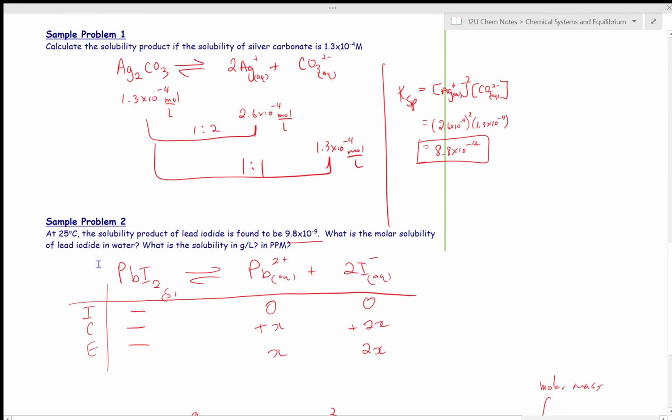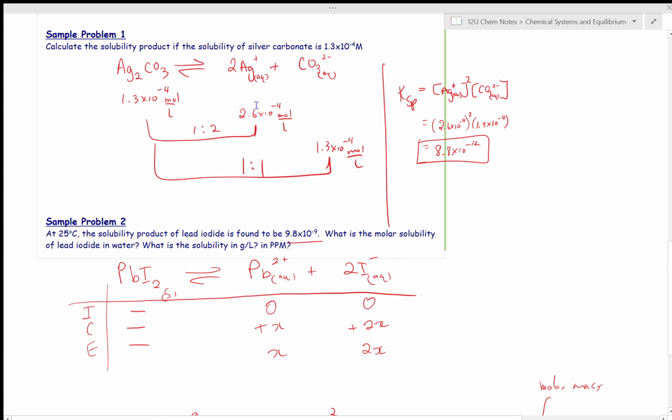So it says here at 25 degrees Celsius, the solubility product of lead iodide is found to be 9.8 times 10 to the minus 9. So I want you to think about what that means, right? It's a solubility product. So it's giving you in the question a KSP value, and it's asking us to determine what the molar solubility of lead iodide is in the water. So I want to know what the value of X is here.